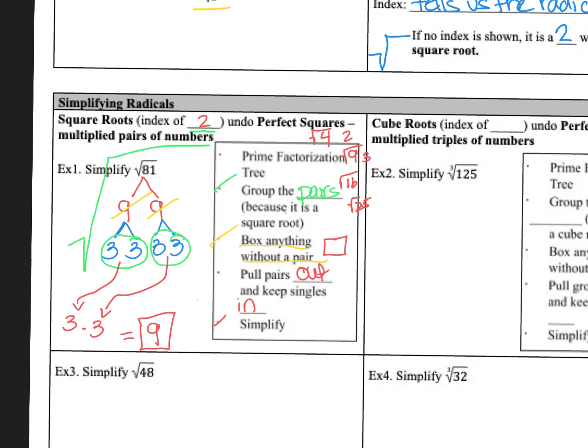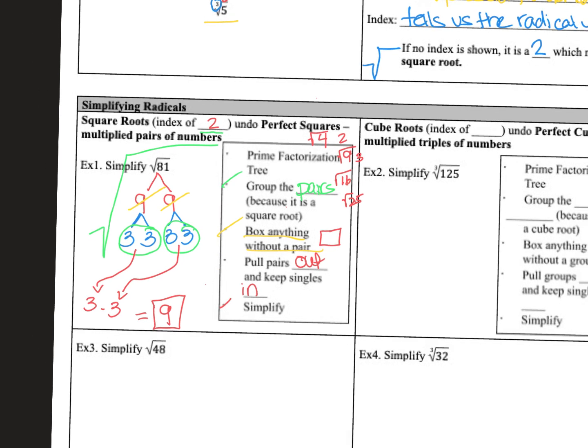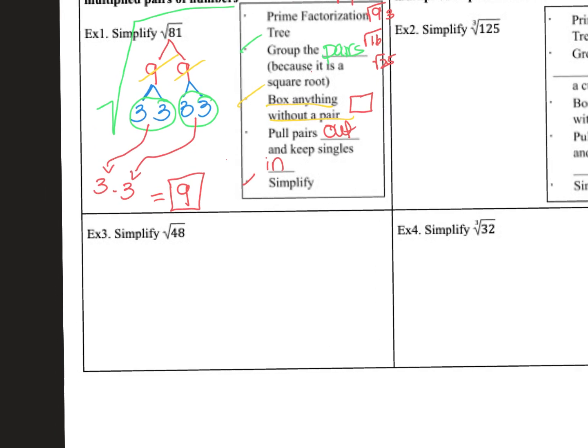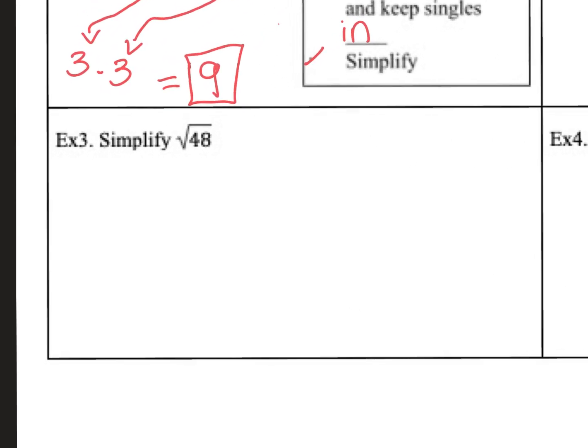Okay, but I wanted to show you the steps of creating the prime factorization tree, grouping the pairs because our index is 2, which tells us it's a square root and we're trying to find the pairs. Boxing anything without a pair, which in this situation, we had perfect squares, and then pulling them out and simplifying. So what happens if we do not have a perfect square? So let's take a look at this next example.